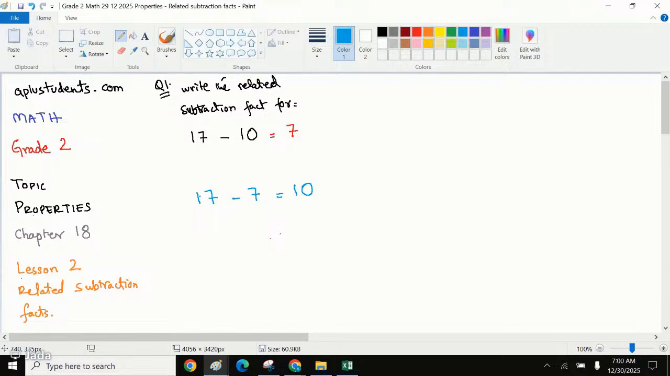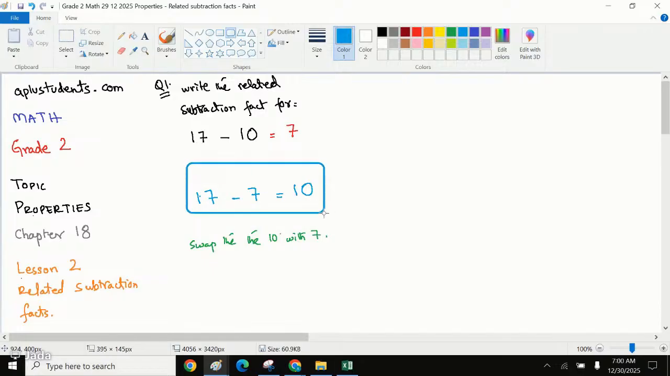We are simply swapping the places. We swap the 10 with 7. We're just simply swapping the places of 10 and 7, right? So this would be the related subtraction fact for the question. We are just simply swapping the places.